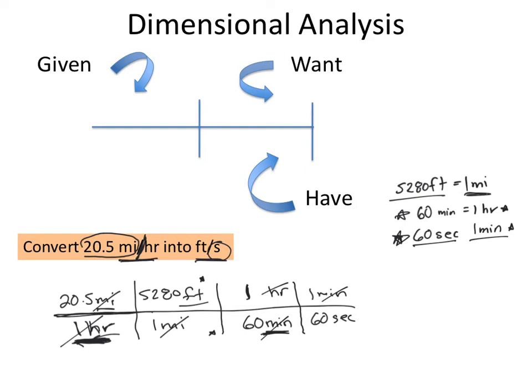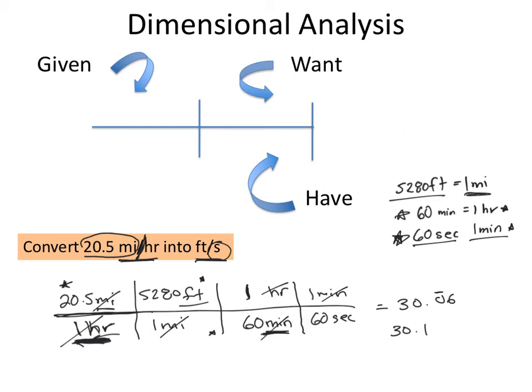Remember, everything on top is going to be multiplied. So 20.5 times 5,280, obviously times 1 times 1. And then that's going to be divided by 60 times 60. The answer you'll get from that is 30.06. If we remember that the significant figures we start with have to be the significant figures we end up with, we realize that we have 3 significant figures here. So we're going to have 3 significant figures in our final answer, which is going to give us this.